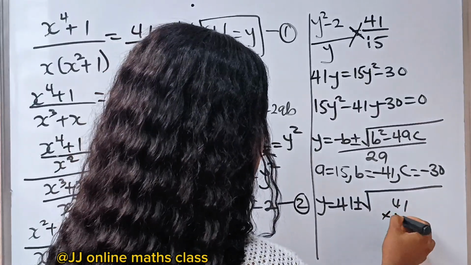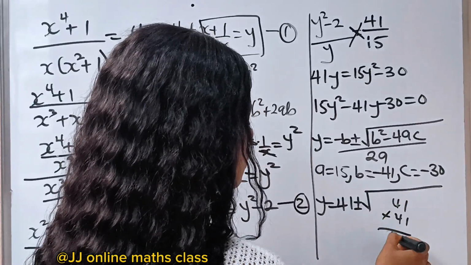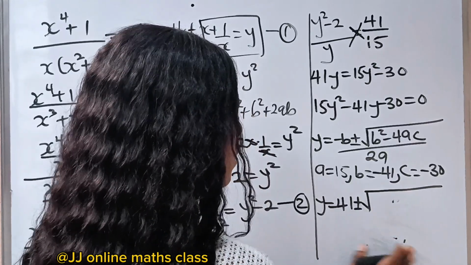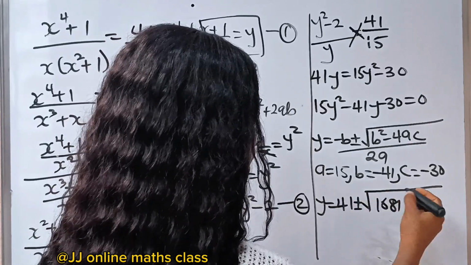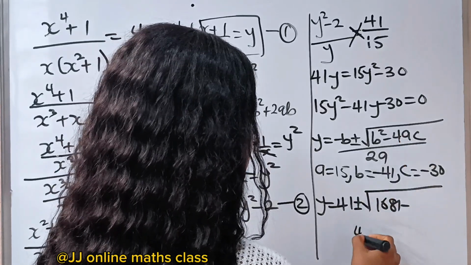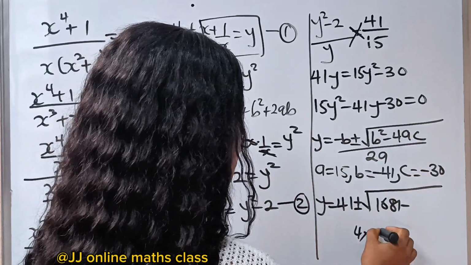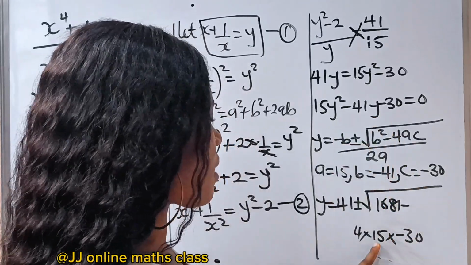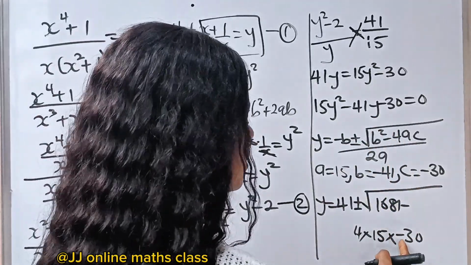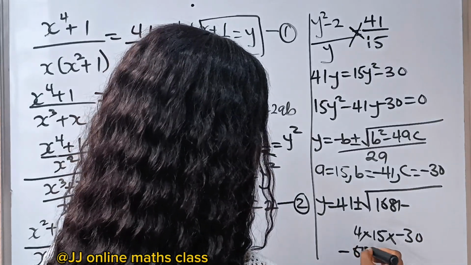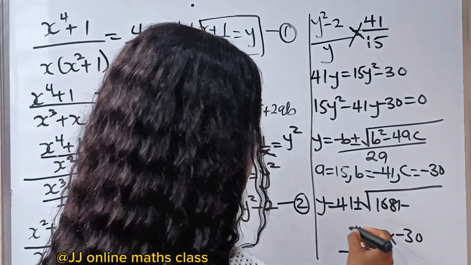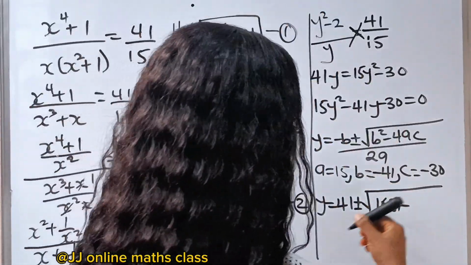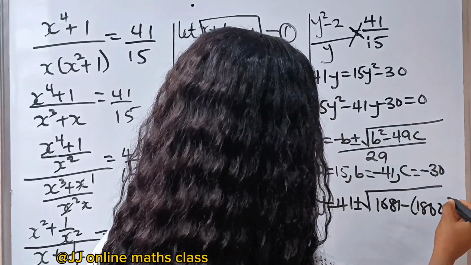41 multiplied by 41: 1 times 1 is 1, 1 times 4 is 4, 4 times 1 is 4, 4 times 4 is 16. So we have 1681. All right, minus 4 times our a, which is 15, times our c, which is minus 30. Now let's solve. 4 times 15 is 60. We already know that. Now 60 times minus 30 is the same thing as minus 600 times 3, which will give us minus 1800. Okay, so that means we are going to have minus 1800 here.